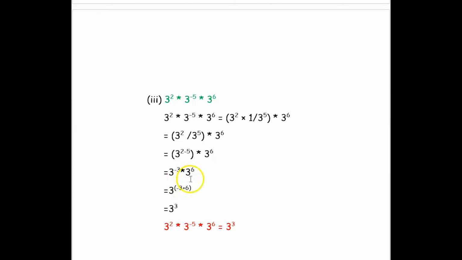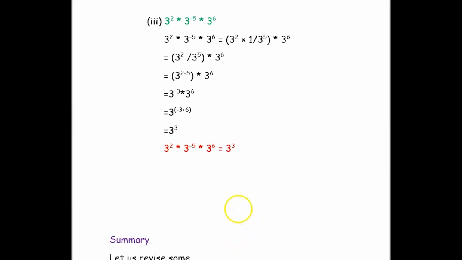Here the base is the same, so we can add the powers. So negative 3 plus 6 gives 3 raised to the power of 3. If you go directly, we can add all the powers because the base 3 is the same in all 3 terms. So you write 3 and add all the powers. So 2 plus negative 5 is negative 3. Negative 3 plus 6 is positive 3. So it is 3 raised to the power of 3.